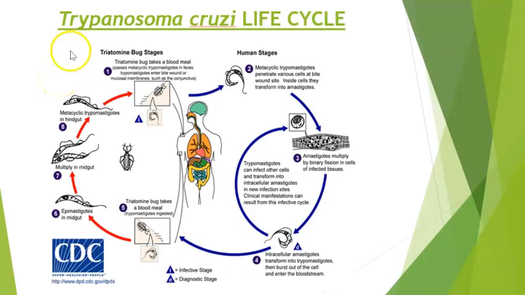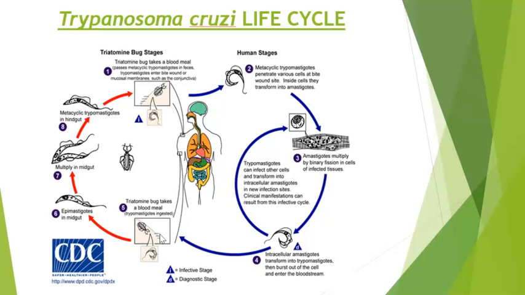This is the life cycle of Trypanosoma cruzi. You can see where the kissing bug takes a blood meal from the human. So this is where the human first gets infected. And once the human is infected, then it goes on to the amastigote stage inside the human tissue. Then it can mature and get into the bloodstream of the human.